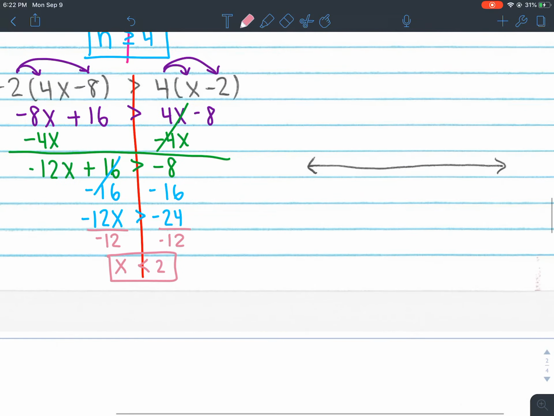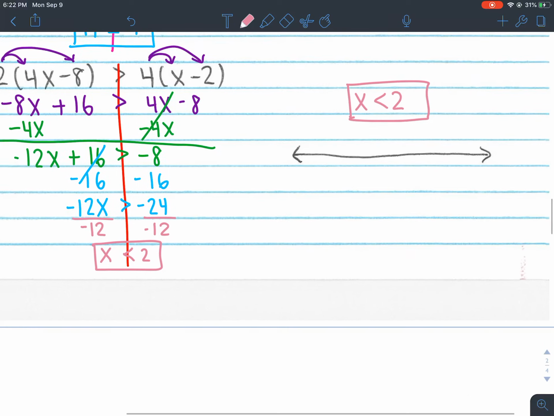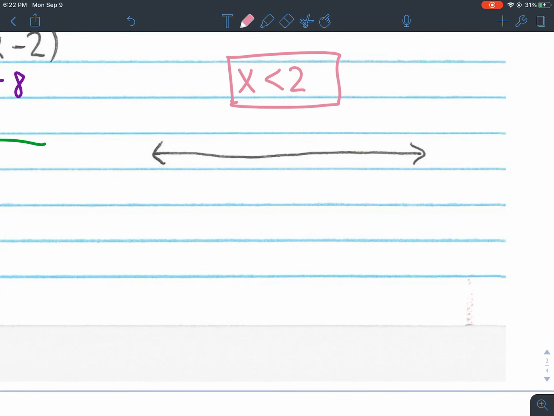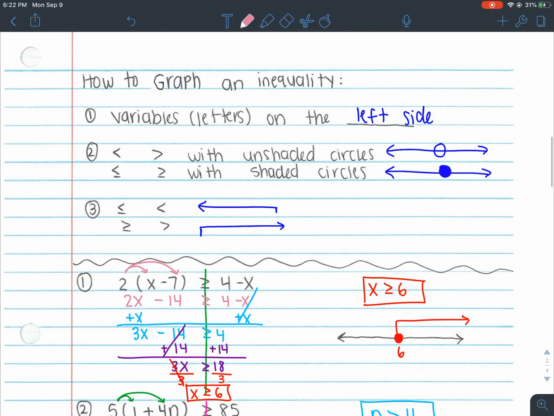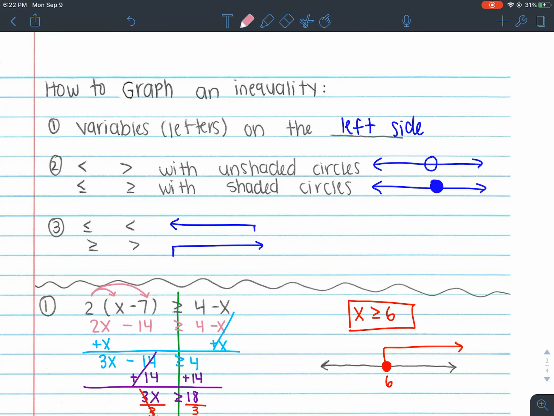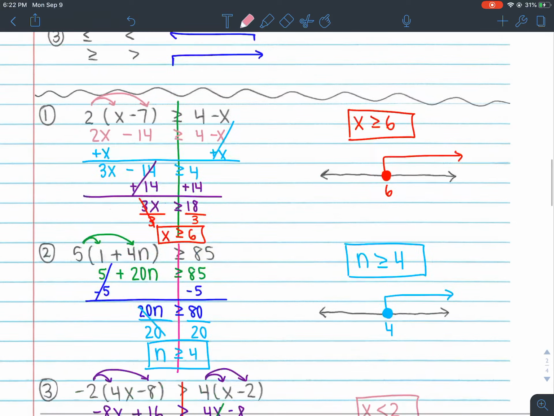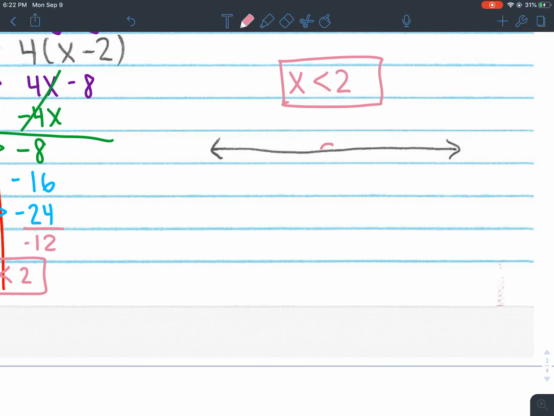So don't forget, that's tricky. It's very tricky because it's flipping, so you have to make sure you catch it. It's a lot of things to remember, but you got to make sure you catch it. All right, let's graph this. Am I going to have an open circle or a closed circle here? Well, if I look up at my steps, it says I'm going to have an unshaded circle because there is no equal to line. So this is going to be an open circle, and then I'm going to have a 2 down here. And it says x is less than 2.